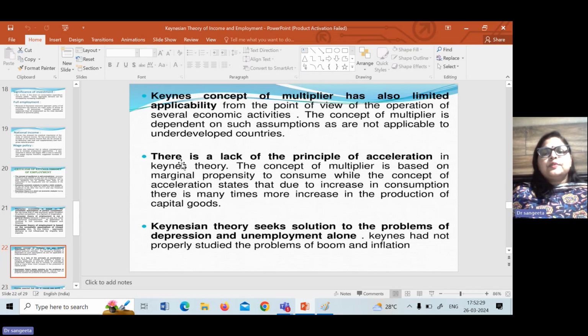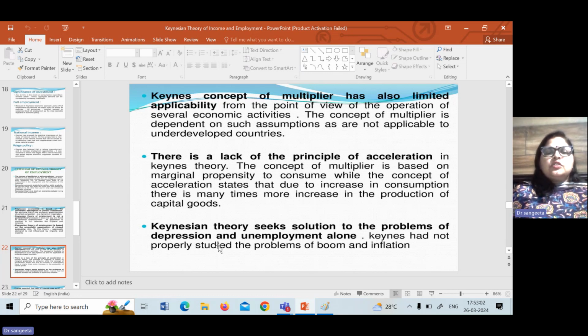Next, there is lack of principle of acceleration. Keynes introduced the concept of multiplier, but it is based on the marginal propensity to consume. But the acceleration effect states that due to an increase in consumption, there is many times more increase in the production of capital goods. So he confined himself to only a limited part of the acceleration effect, but doesn't state how much time it will take to multiply the income from production.